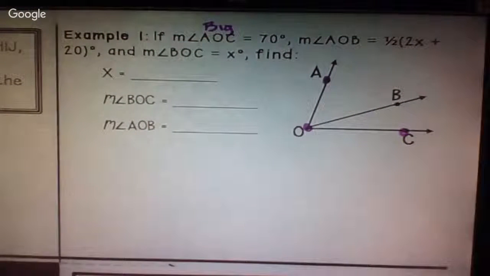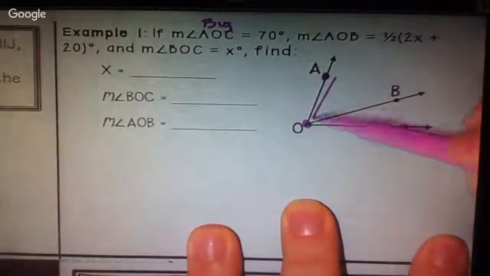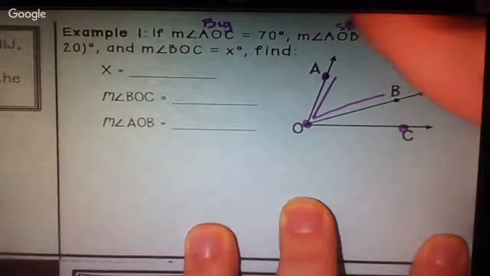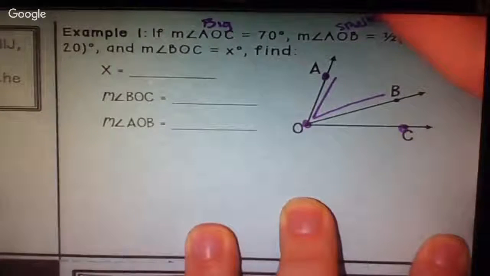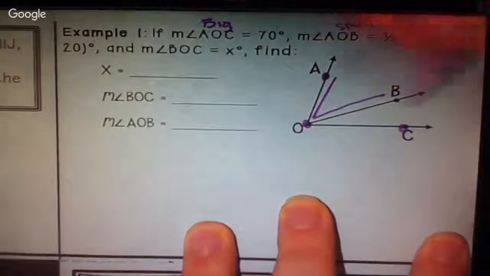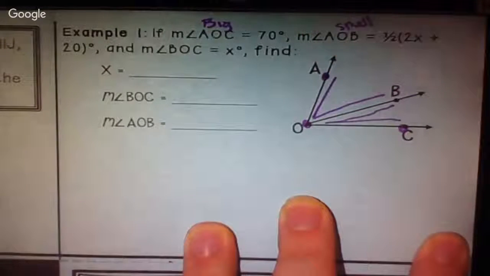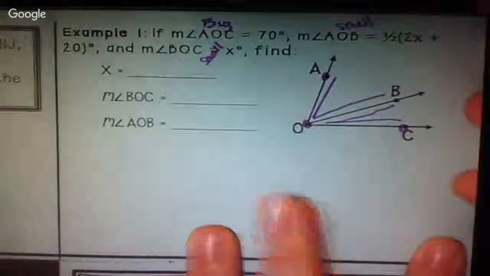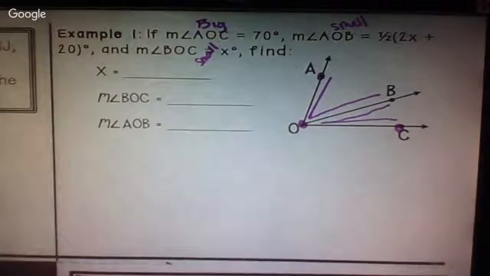Okay, then we have measure of angle AOB. So this one's one of your small. And then we have the measure of angle BOC. That's your other small. So the two smalls added together should equal the big.